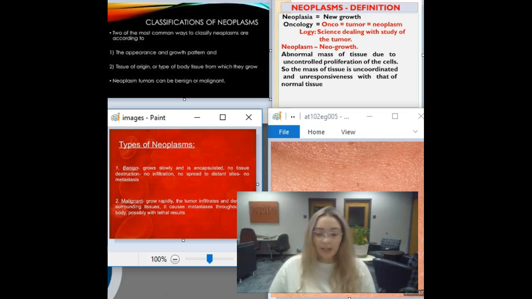For cartilage, we have your chondroma. For bone, we have your osteoma. Blood vessels, hemangioma. Lymph vessels, lymphangioma. For muscle, smooth muscle, it's leiomyoma. For striated muscle, rhabdomyoma. For nerve tissue, the nerve cell, neuroma. Glial cell, glioma. Nerve sheaths, neurilemoma. I will never be able to pronounce that properly. For the meninges, you have meningioma.